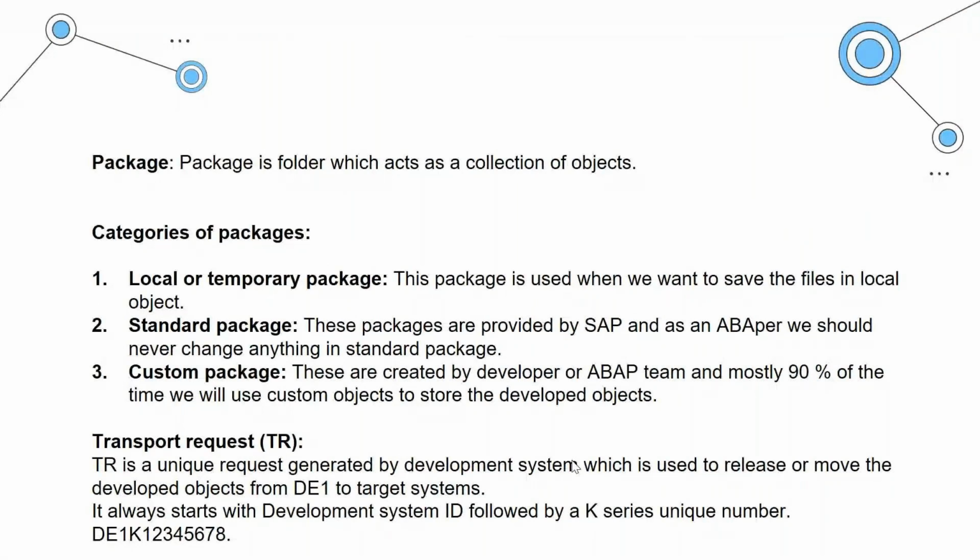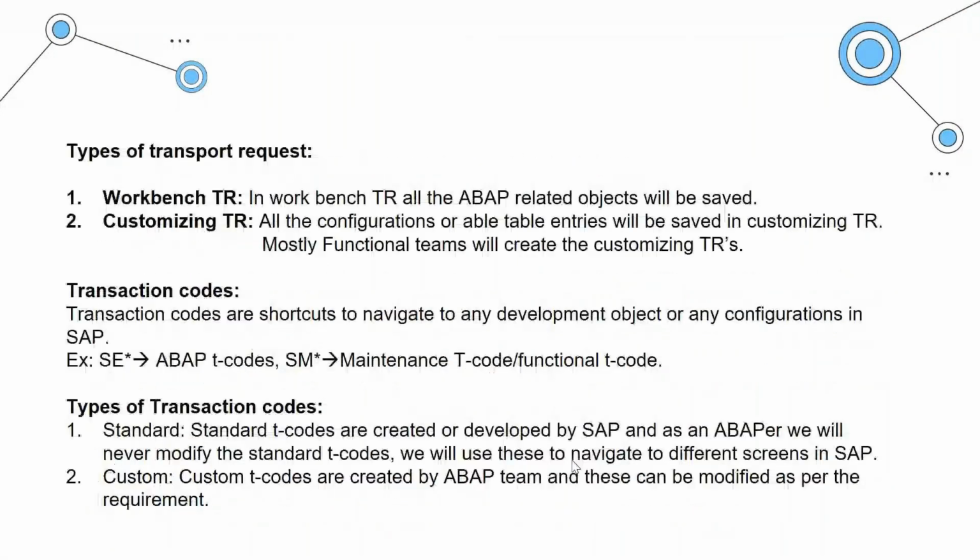So now we have seen what a transport request is. A TR, what is a TR? What are all the different types of TR we have in SAP? First is called a workbench TR. Second is called a customizing TR.